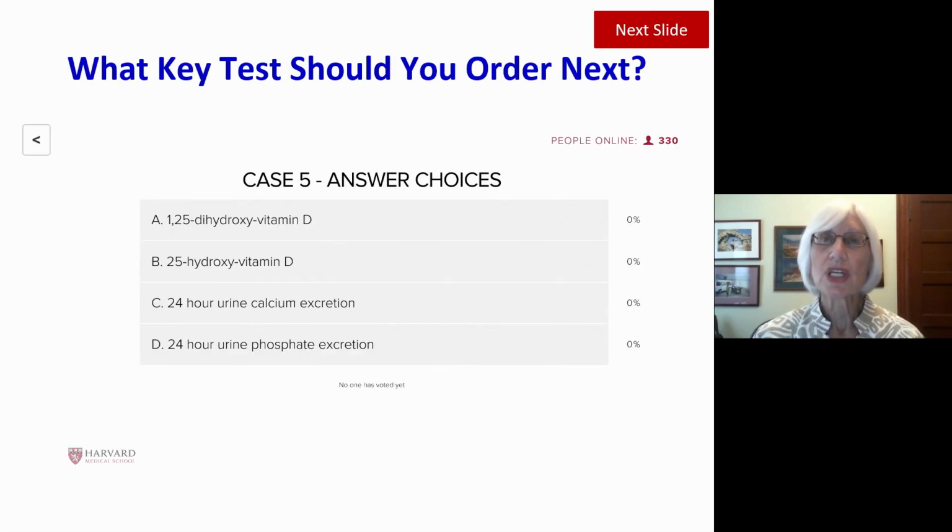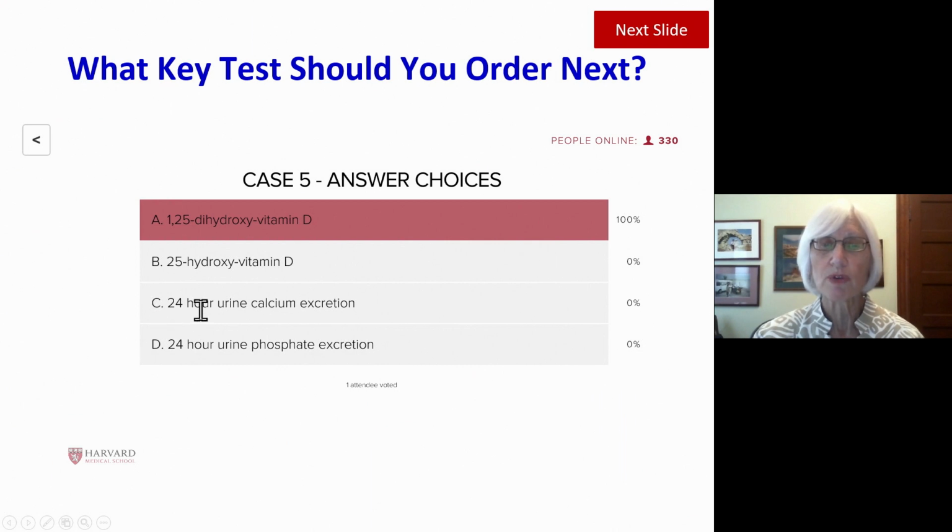So what key test should you order next? A, a 1,25 dihydroxy vitamin D level, B, a 25 hydroxy vitamin D level, C, a 24-hour urine calcium excretion, or D, a 24-hour urine phosphate excretion.